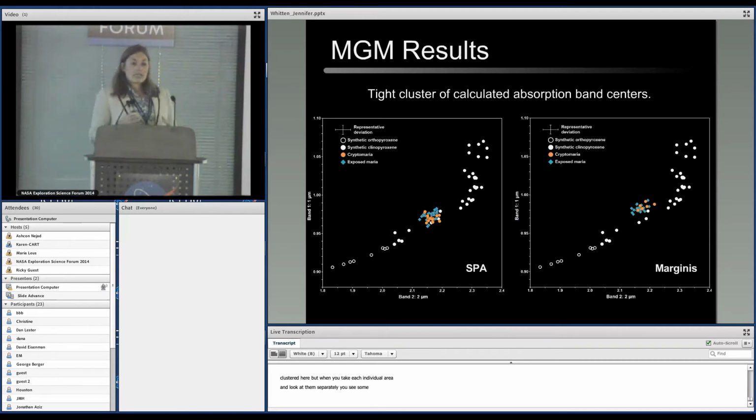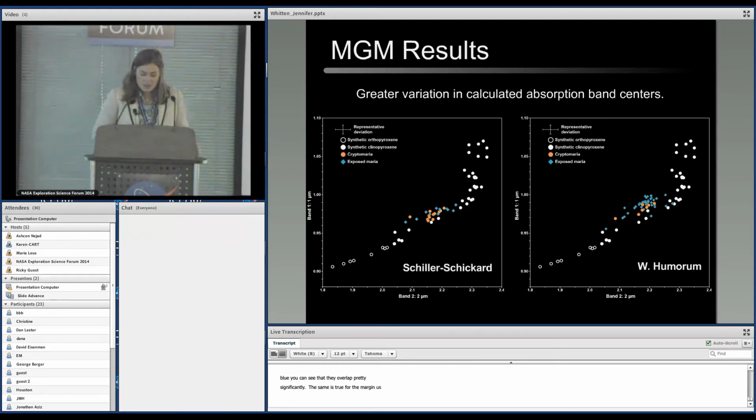Here are 2 examples of data that are tightly clustered on top of each other. Here are some SPA data. These are the Cryptomaria in orange and the exposed Maria in blue, and you can see that they overlap pretty significantly. The same is true for the marginous exposed Maria and Cryptomaria deposits.